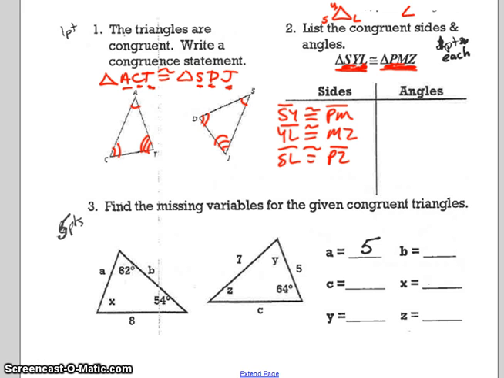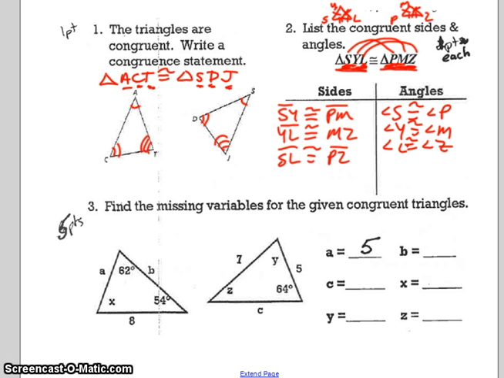SYL, PMZ. SY, PM, YL, MZ, SL, PZ. Okay? Now angles are matched up. S to P, Y to M, L to Z. Angle S is congruent to angle P. Angle Y is congruent to angle M. Angle L is congruent to angle Z.